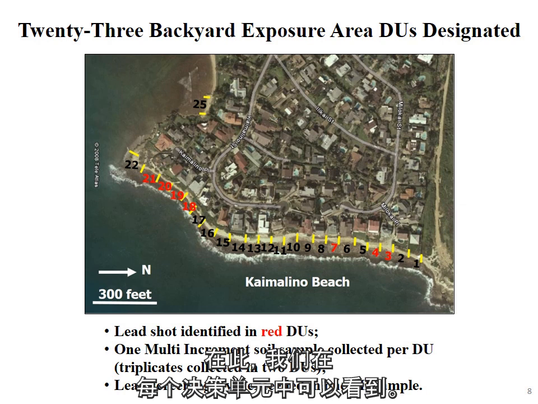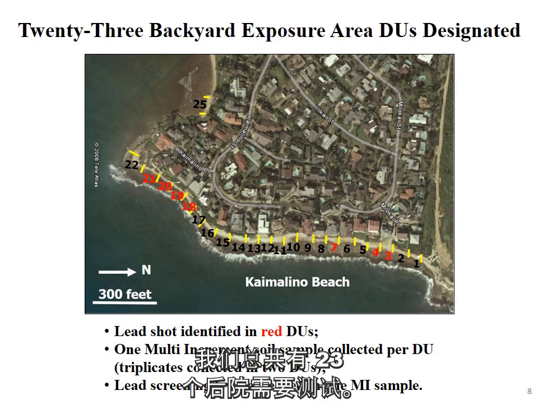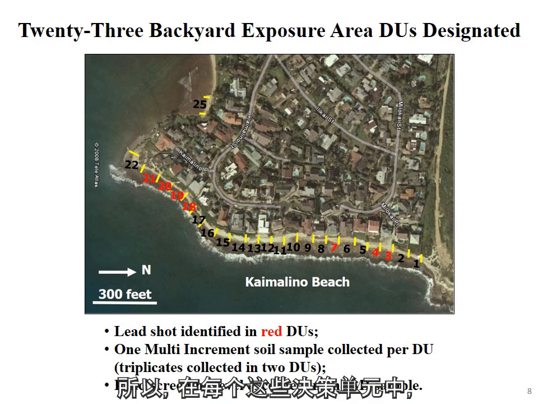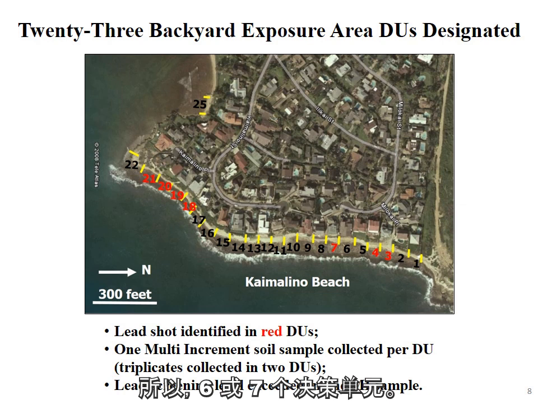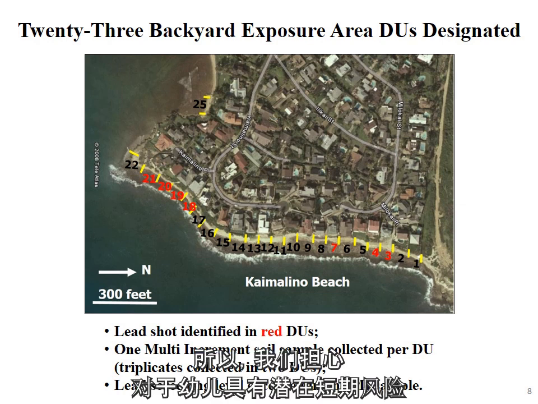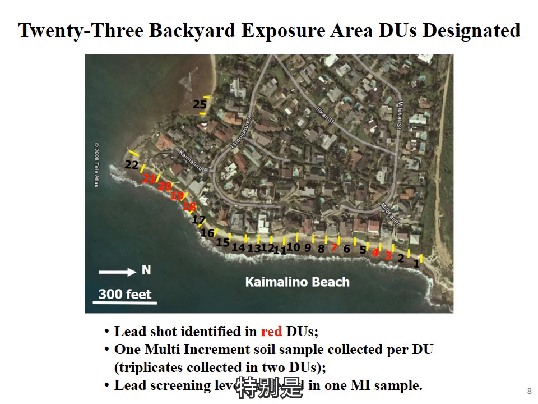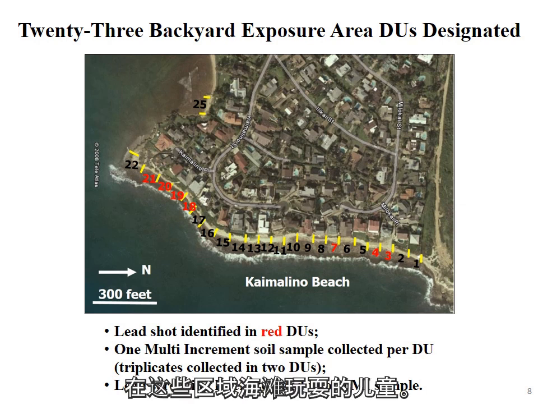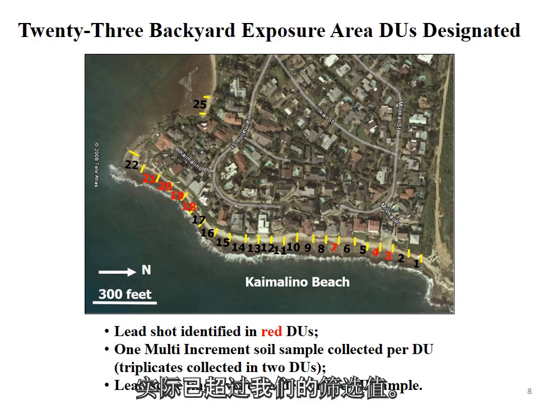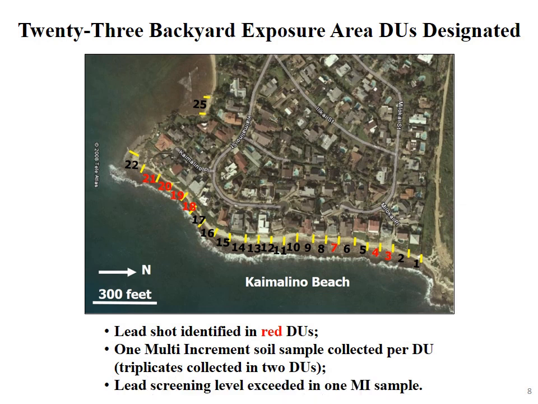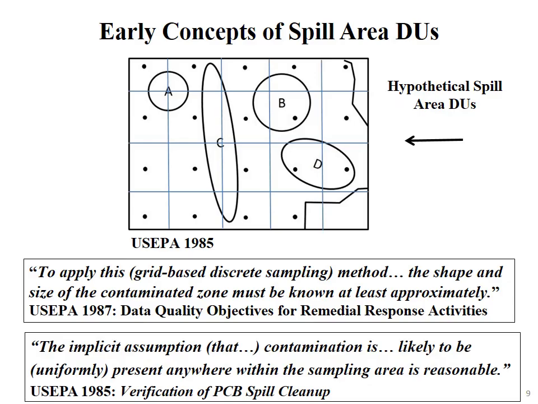Here's what we found in each of the decision units. We had a total of 23 backyards that we tested. So in each of these DUs we collected a single multi-increment sample. Again, we're looking at that more tomorrow. Just to give you a quick idea what we found, the lead shot was identified in the red decision units, so 6 or 7 DUs. So we're concerned about potential short-term risk from kids, especially children, playing along the beach in those areas. Only one of the multi-increment samples collected from soil in the backyard actually exceeded our screening level. So that was an example of use of exposure area decision units.